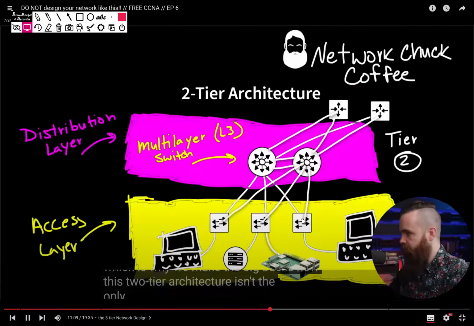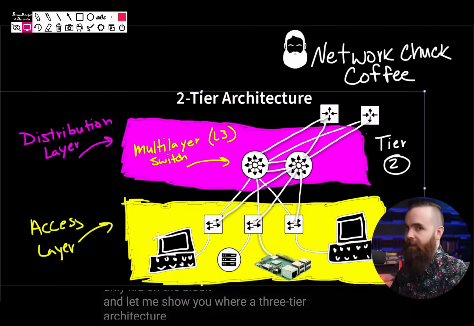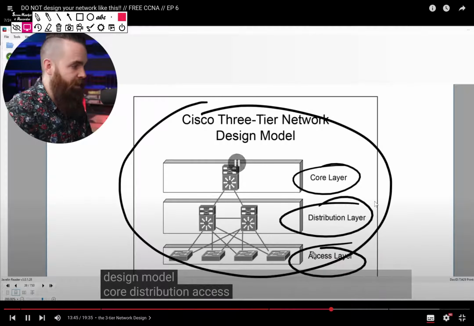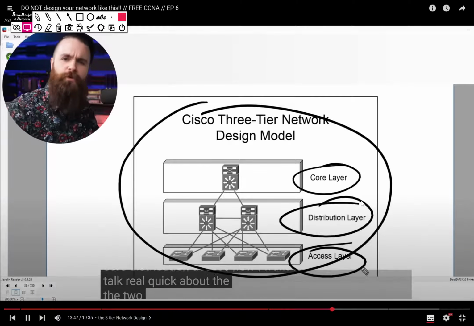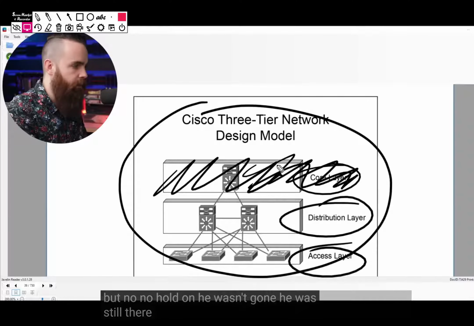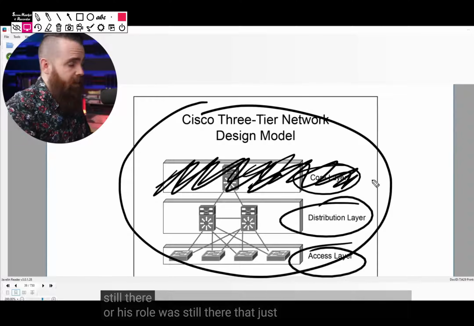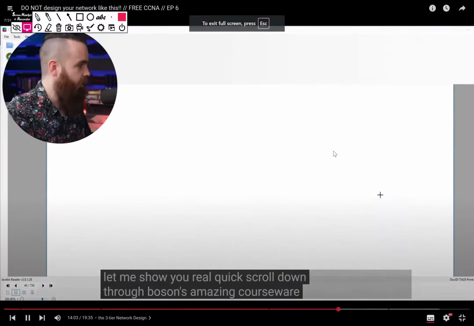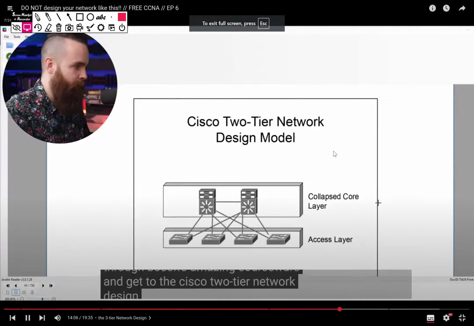Now, this 2-tier architecture isn't the only kid on the block. Let me show you where a 3-tier architecture might come into play. The 3-tier network design model: core, distribution, access. Now, I want to talk real quick about the 2-tier. The 2-tier had the core layer gone. But no, hold on. It wasn't gone. It was still there, or its role was still there. That just became the job of the distribution layer. Let me show you real quick. We'll scroll down through Boson's amazing courseware and get to the Cisco 2-tier network design model.